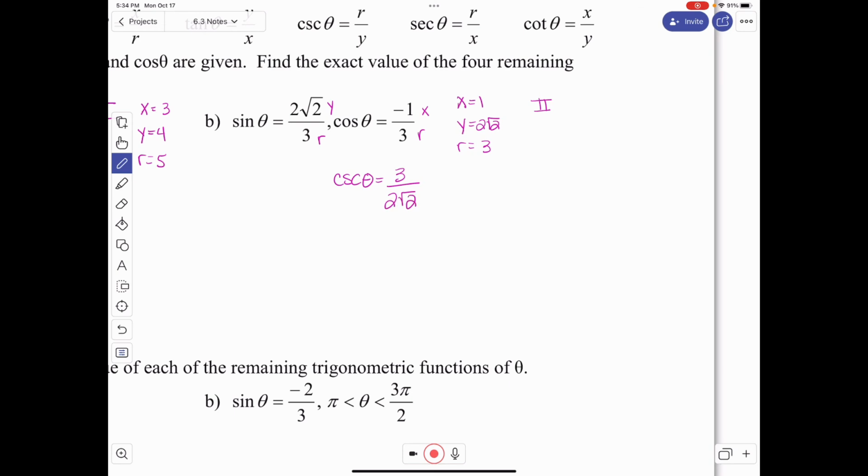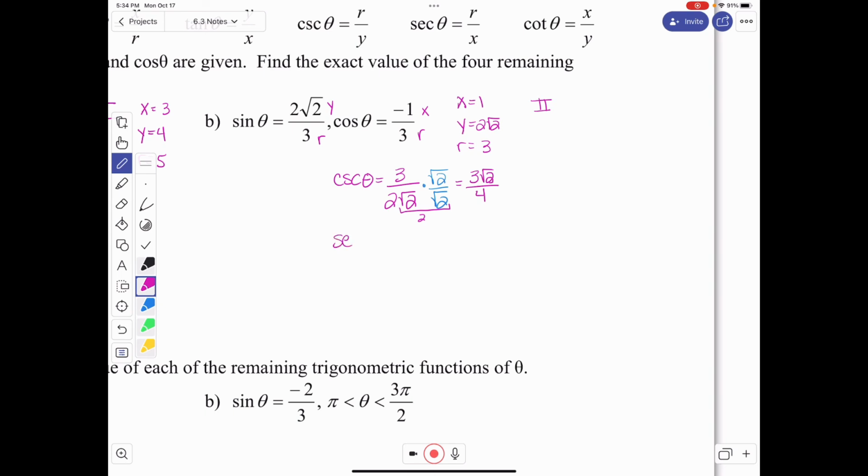Now, we can't have a radical on the bottom, so I have to rationalize my denominator. I'm going to multiply top and bottom by square root of 2 over 2. So that gives me 3 square root of 2. Now, remember, when you multiply two radicals, that just goes away. That's going to become a 2. The radical cancels itself out. So now I have 2 times 2, which is 4.